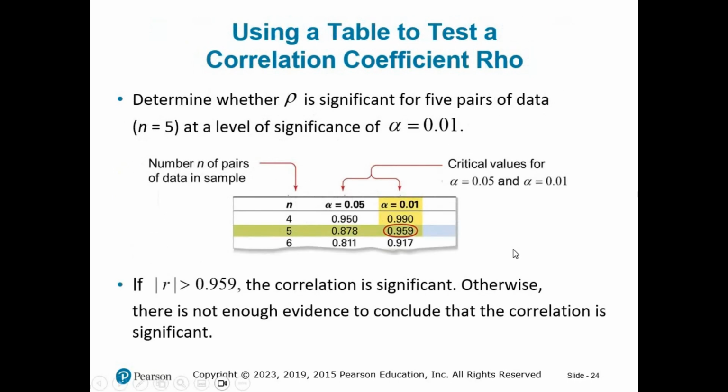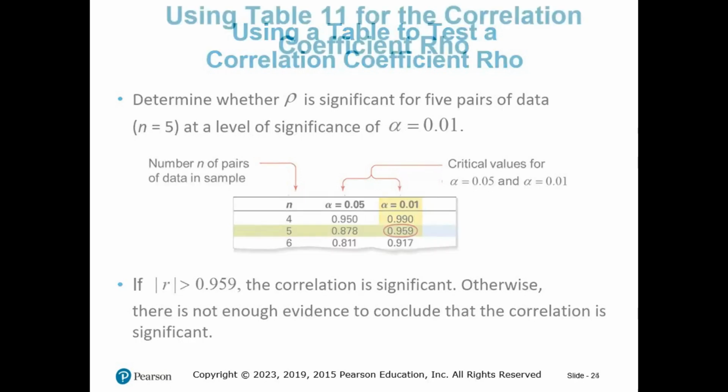This is what it looks like when you use the table. You determine whether rho is significant by looking at n and alpha. If the absolute value of r is greater than the value you come up with when you meet the alpha and n column and row together, then the correlation is significant. Otherwise, there's not enough evidence to conclude that the correlation is significant.